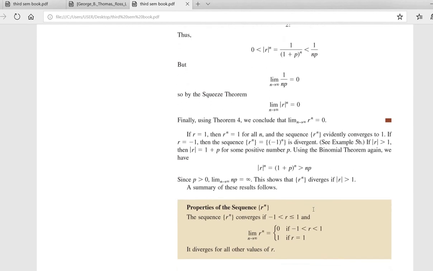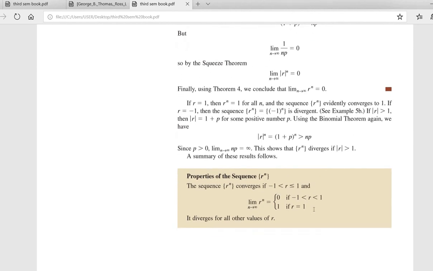Okay. So this is the result of this, and also we can see some properties of the sequence and its convergence. For mod r less than or equal to 1 and mod r strictly less than 1, and if r equal to 1, this converges to 1. So in this interval, minus 1 strictly less than r less than or equal to 1, the limit exists and the value is this one. For all other values of r, the sequence diverges.